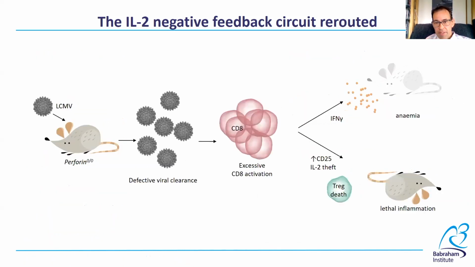So when we talk about the pathogenesis of the disease, we do indeed have a defective viral clearance. We have an excessive activation of CD8s, and we do have an excessive production of interferon gamma, which leads to the anemia. But the lethal inflammation is actually a separate phenotype caused by the increase of the high affinity receptor for IL-2 and the theft of IL-2 causing a Treg death, and that then causes the lethal inflammation.